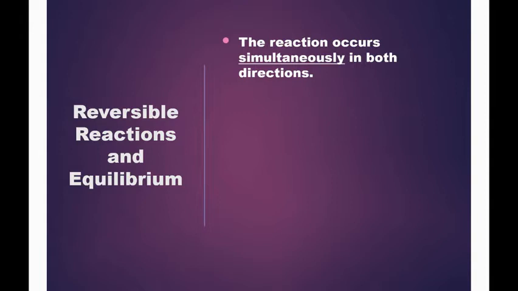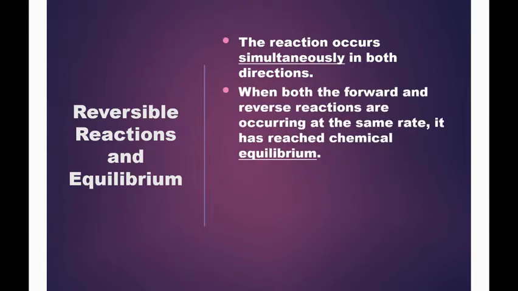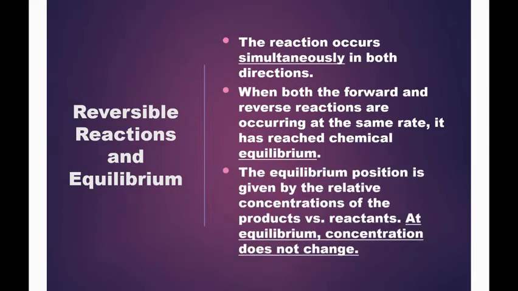We have products being produced and we have reactants being produced at the same rate. When both the forward and reverse reactions are occurring at the same rate, we call that chemical equilibrium. So where the rate of the forward reaction is equal to the rate of the reverse reaction, equilibrium has been met. The equilibrium position is given by the relative concentrations of the products versus the reactants. At equilibrium, the concentration does not change.